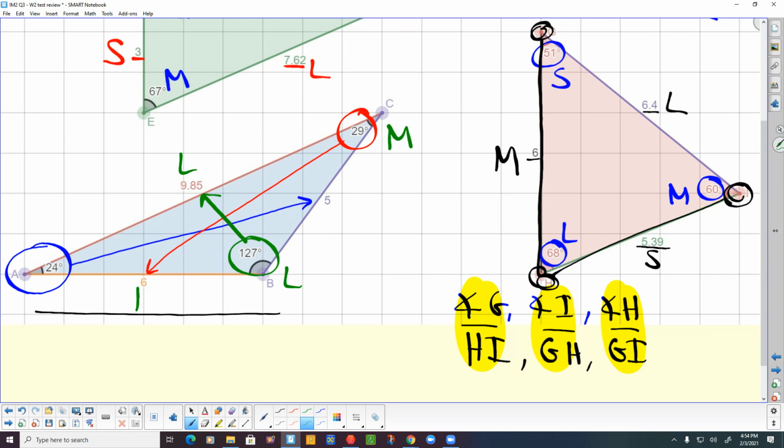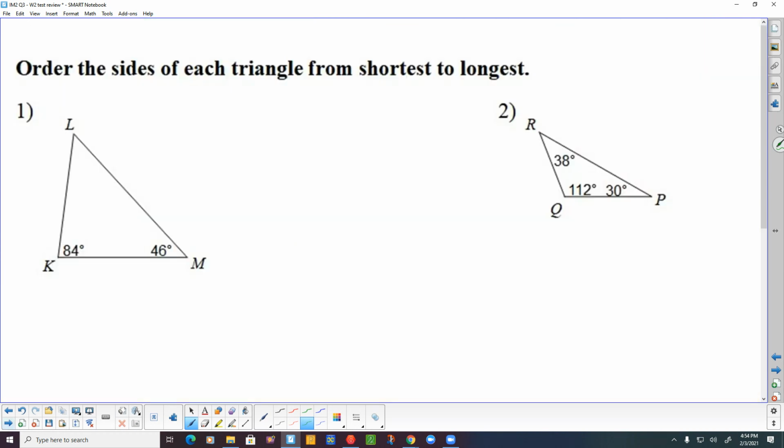Medium is across from medium, and small is across from small. So on this assignment, you will have something that looks like this. It says, order the sides of each triangle from shortest to longest.